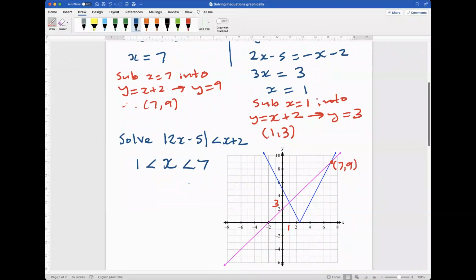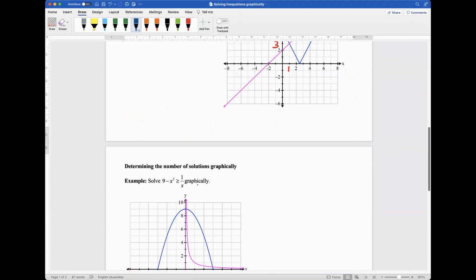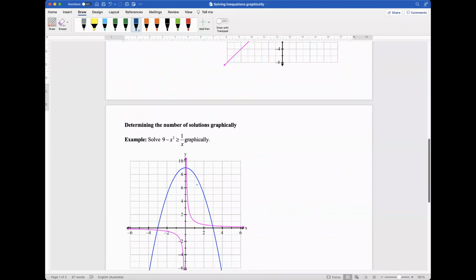Okay, now we can also use a graph to determine the number of solutions. So for example, this is actually difficult to solve algebraically to find the intersection points, but what we can do is we can graph both functions, the parabola and the hyperbola.